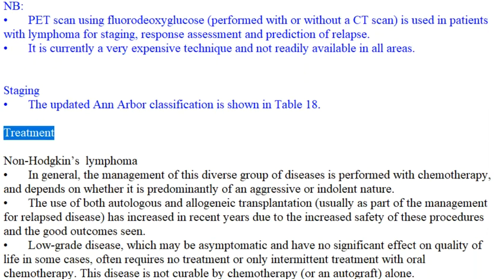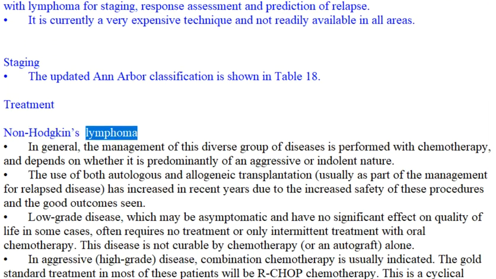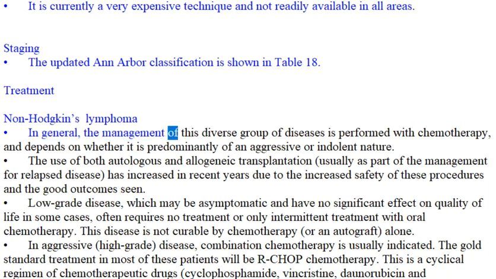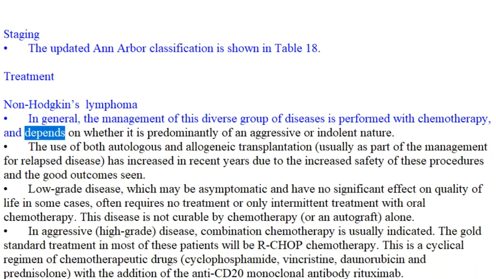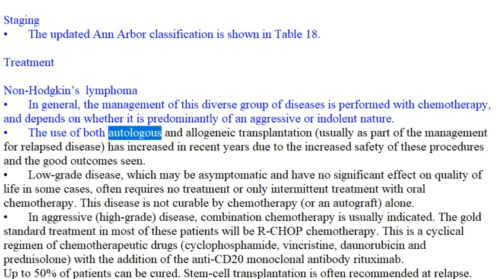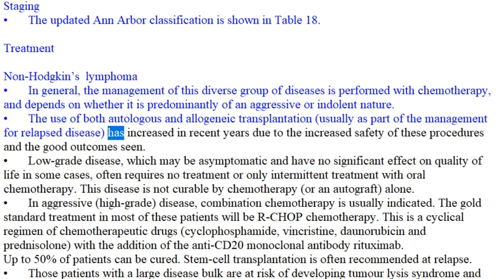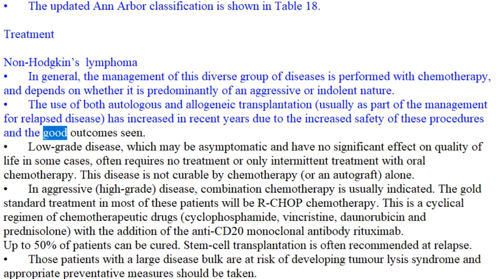Treatment. Non-Hodgkin's lymphoma. In general, the management of this diverse group of diseases is performed with chemotherapy, and depends on whether it is predominantly of an aggressive or indolent nature. The use of both autologous and allogeneic transplantation, usually as part of the management for relapsed disease, has increased in recent years due to the increased safety of these procedures and the good outcomes seen.